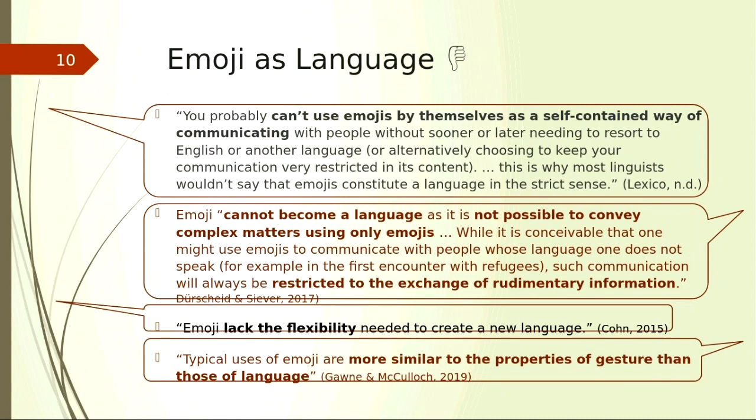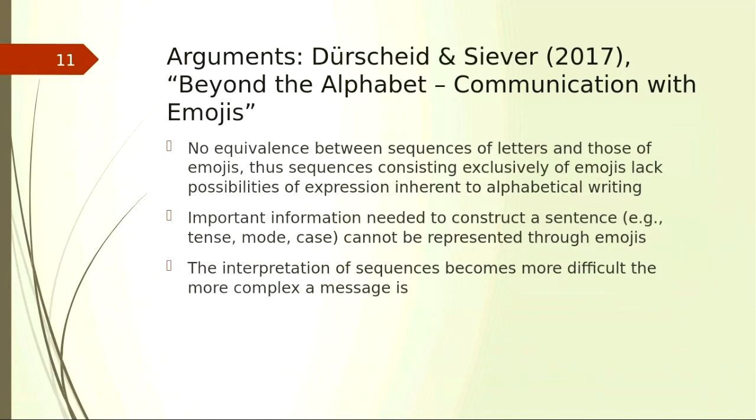Also, other linguists comment. Cohn says emoji lack the flexibility needed to create a new language. And Gawne and McCulloch, last year, believe that typical uses of emoji are more similar to gesture than to language. Now, until very recently, I counted myself among this number of skeptics. I did not think that emoji would ever become or could become a true language like verbal language. So I think it's important to consider the arguments for that position.